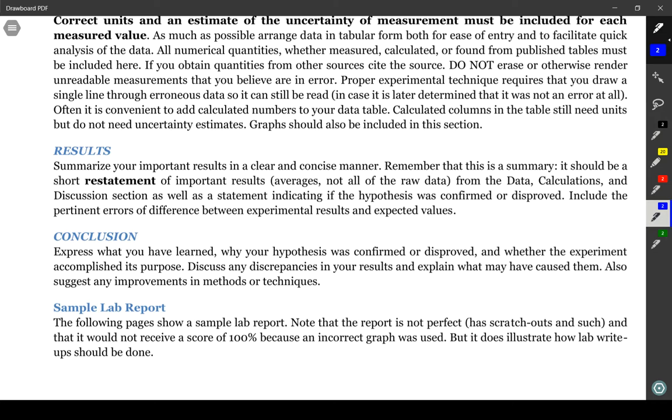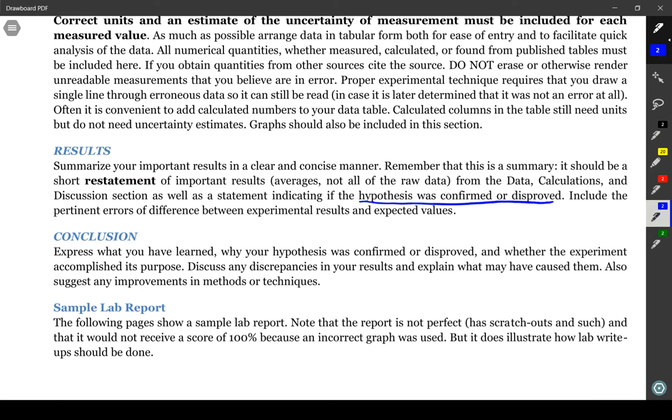Then we have the diameter measurements where you have similar. So those are just a summary of important data. No new stuff is in the results. Also, you have a statement of whether your hypothesis was confirmed or disproven.